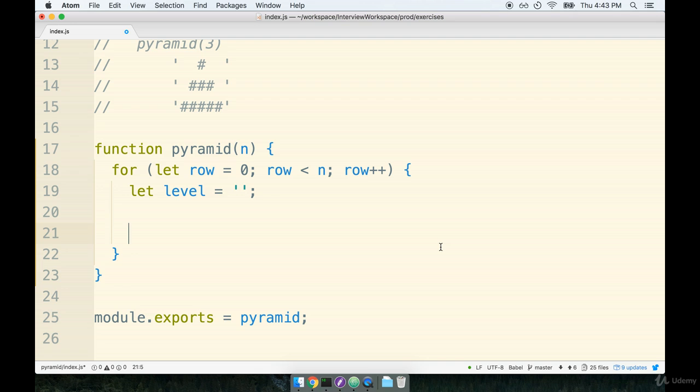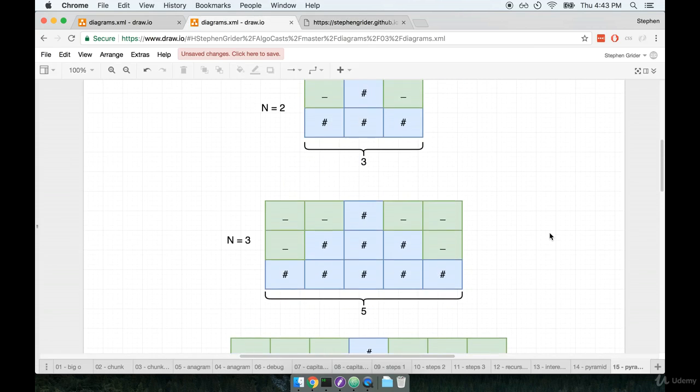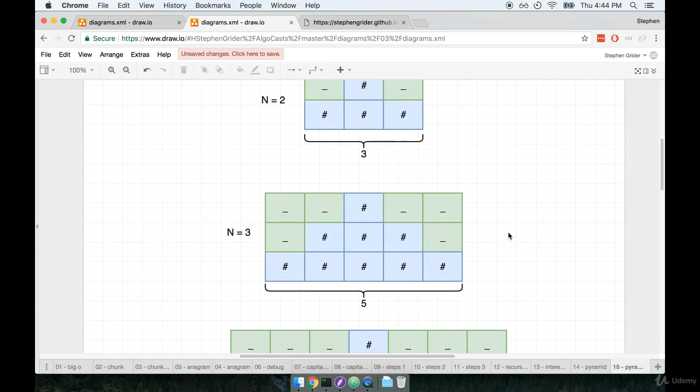Inside here, we want to iterate over all the different columns inside of our pyramid. And like we said at the end of the last video, the number of columns is not equal to n like it was before with steps. So this time around, we have to somehow produce, for n equals 2, 3 columns. For n equals 3, we need 5, and so on.